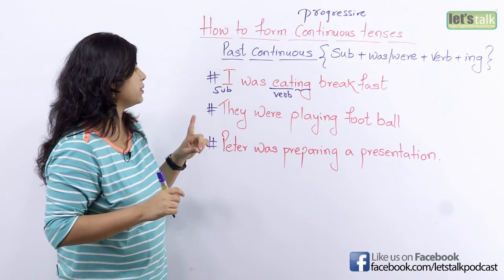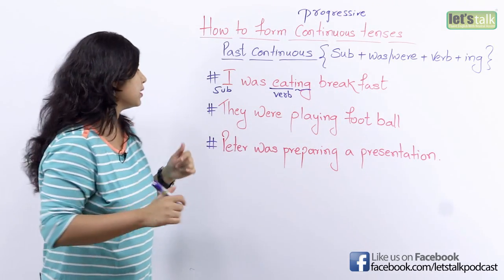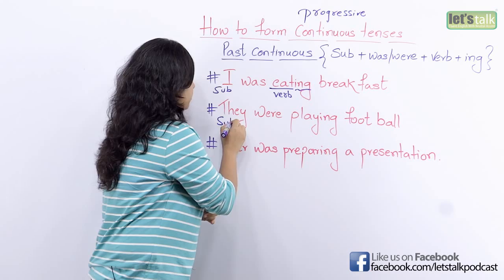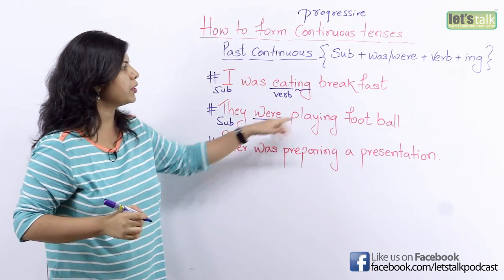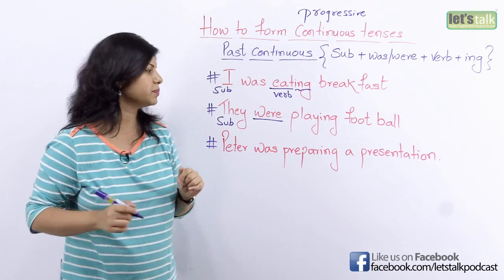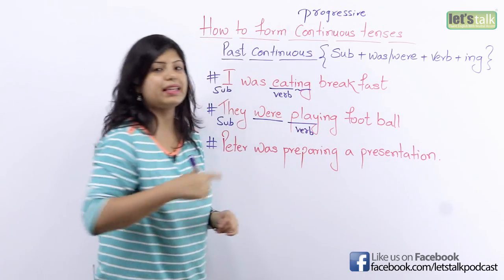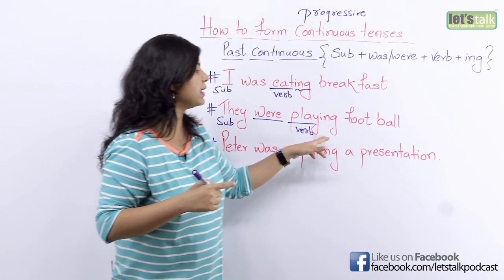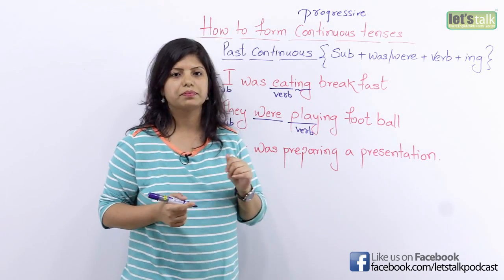The next example is, they were playing football. Okay? Now because I've used they as the subject, I'm using were. Remember, you could use was or were. So with they, I'm using were. Play is your verb, and because the action was going on, I added ing. As simple as that. So they were playing football.